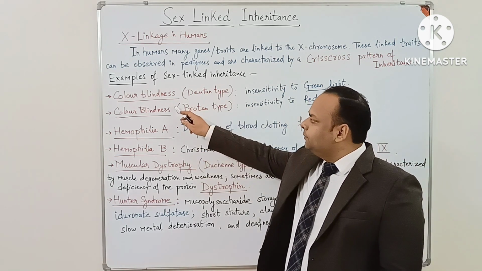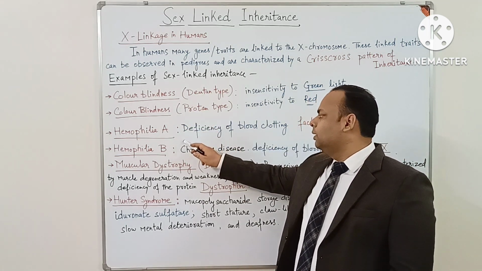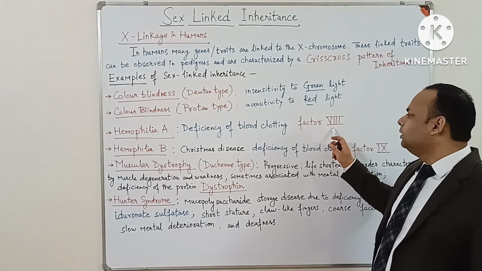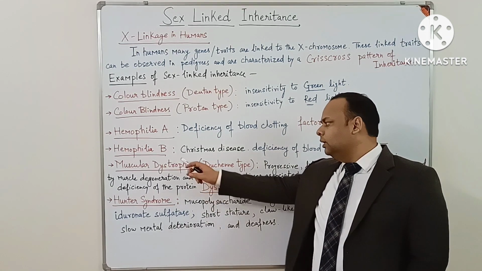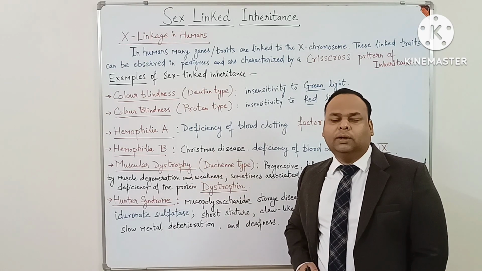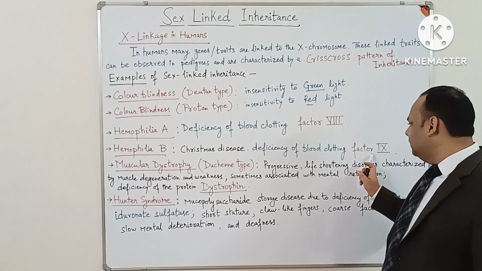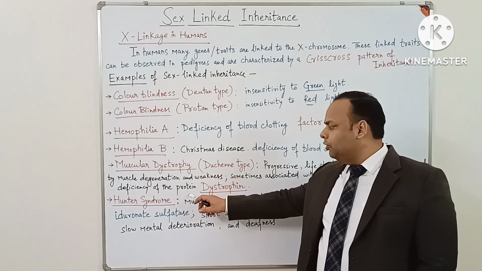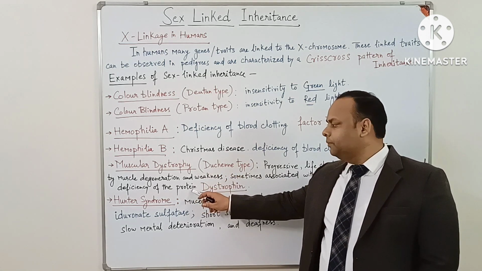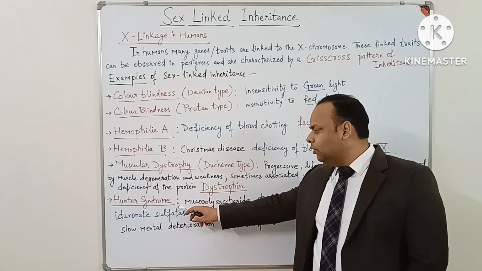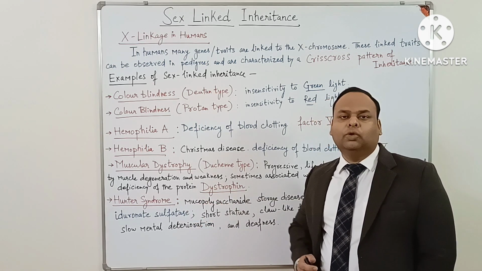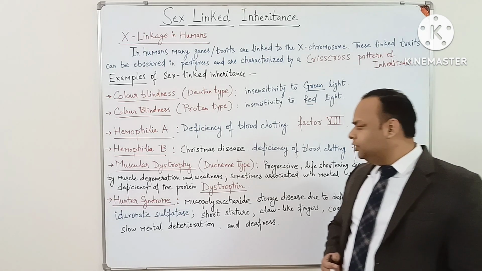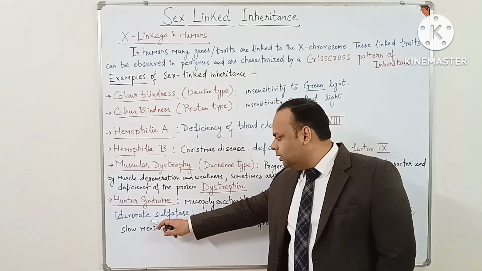Color blindness, hemophilia A, where there is a deficiency of blood clotting factor 8. Then hemophilia B, where there is a deficiency of blood clotting factor 9. Muscular dystrophy, where there is a deficiency of protein dystrophin. Then Hunter syndrome, which is a mucopolysaccharide storage disease, where there is deficiency of enzyme iduronate sulfatase.